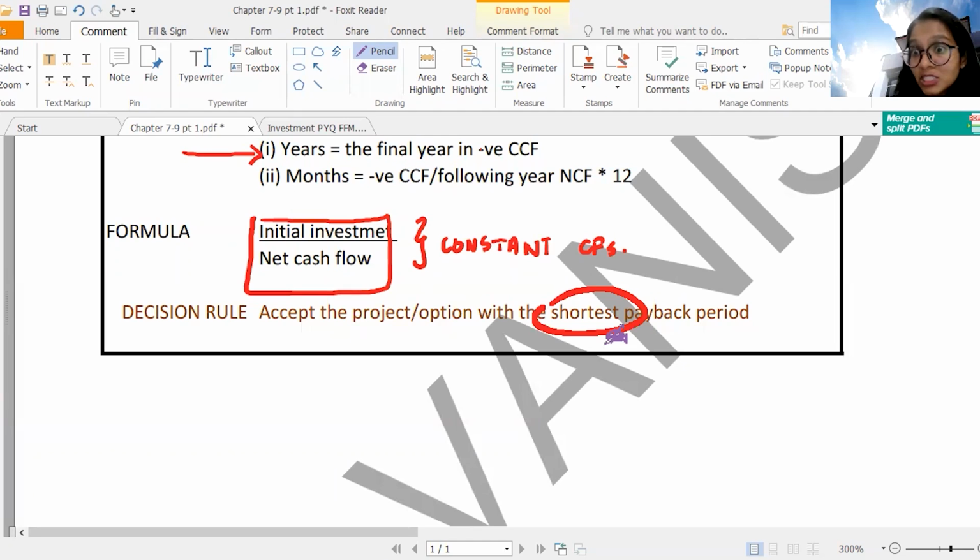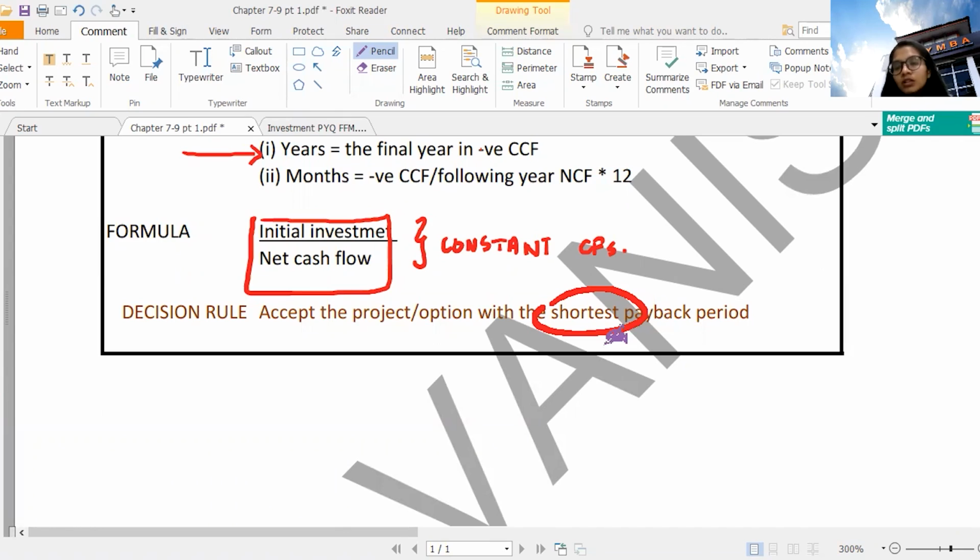Example, if it pays back within 2 years, that's great for you. Why? Because that is actually a very fast paying project. So whenever you make a comparison, you choose the project with the shortest payback period. Or if there is a target, that means they say that you need to accept the payback period within 4 years. So if your project pays within 4 years, then you will accept the project.